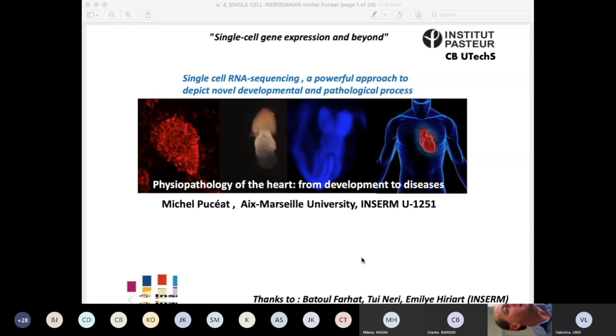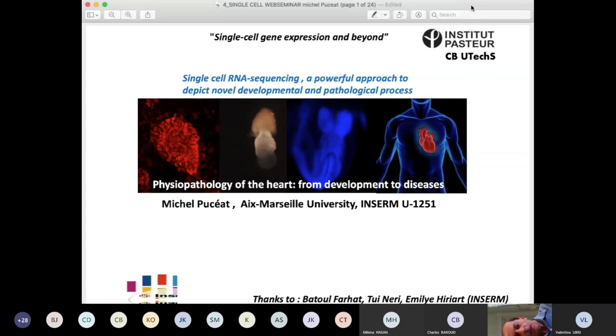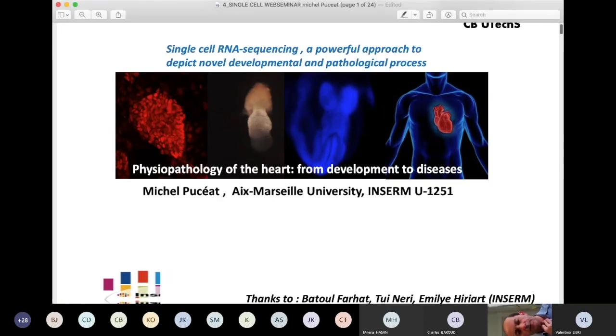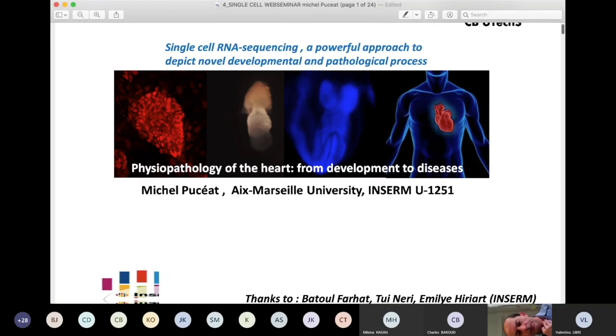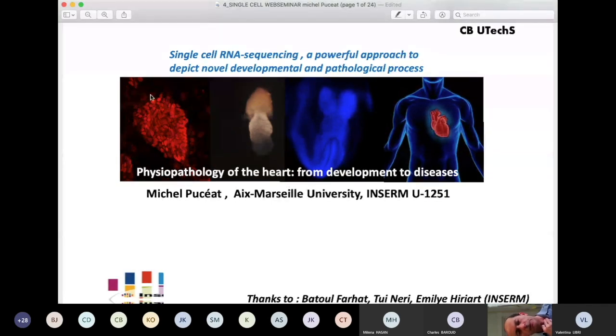So we are coming back to biology, and to the biology of development. My team is working on cardiac development, and today I'm going to show you how we are very interested in the development of the cardiac valve, both for basic science and for the physiopathology of the valve.